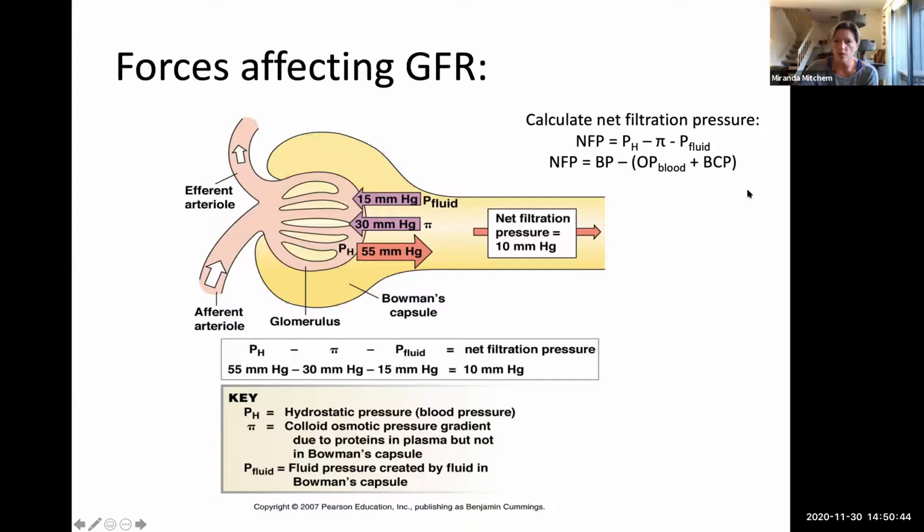So we have a couple different ways that we can calculate the net filtration pressure. We just went through this formula on the top where we take the blood pressure and subtract the colloidal osmotic pressure as well as the pressure from Bowman's capsule. But we can also look at it a different way. So this is an alternate formula that we have in the lab so that you can calculate it both ways. But it's basically the same thing. It's the blood pressure minus those opposing forces.